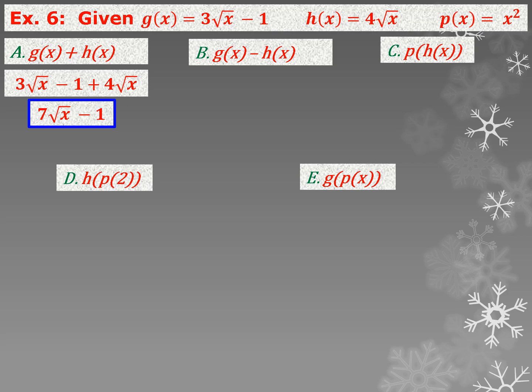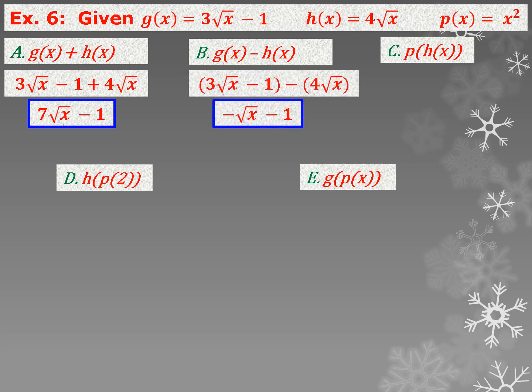Now, g of x minus h of x. Now you'll notice when I'm subtracting, I put parentheses around each of my functions, so that way I do not make a sign mistake. So that becomes plus a negative 4 square roots of x. So they're both square roots of x. So I can combine them. So 3 minus 4 is negative 1. So it's negative square root of x minus 1.